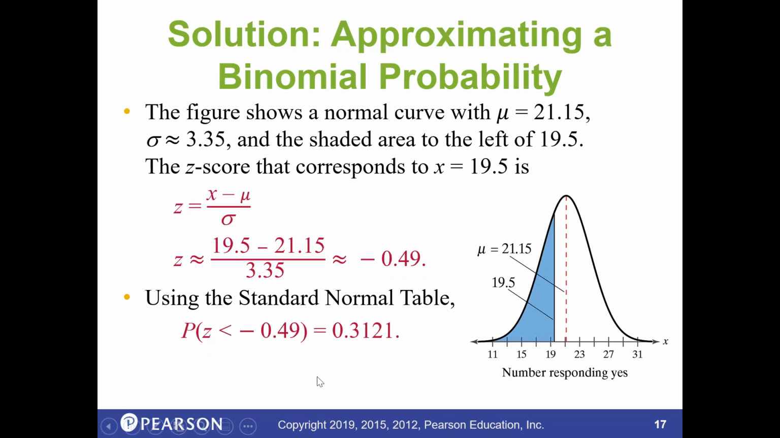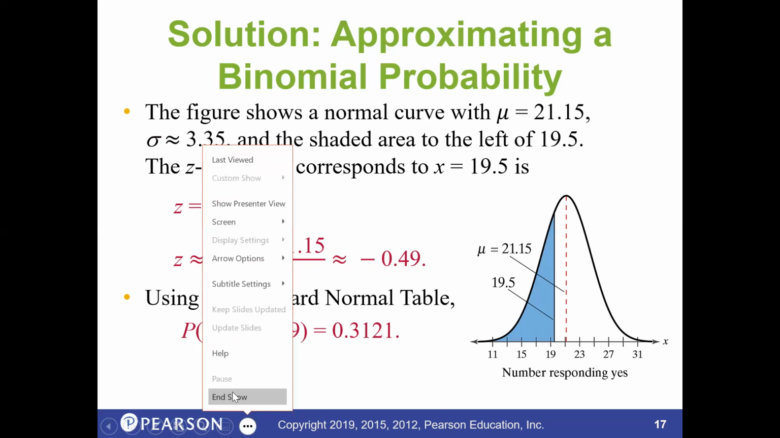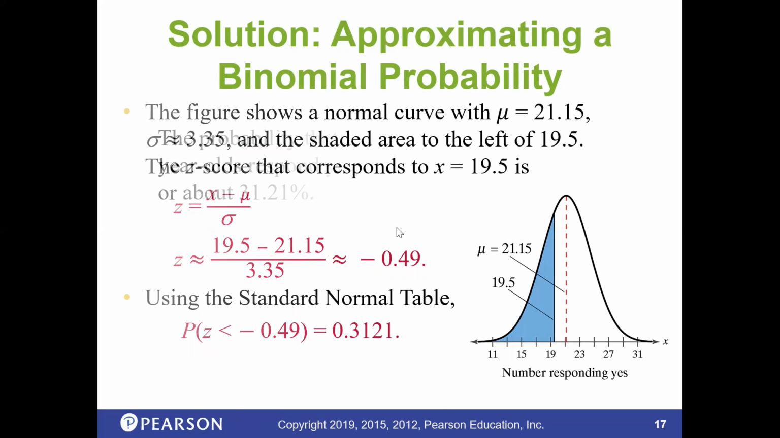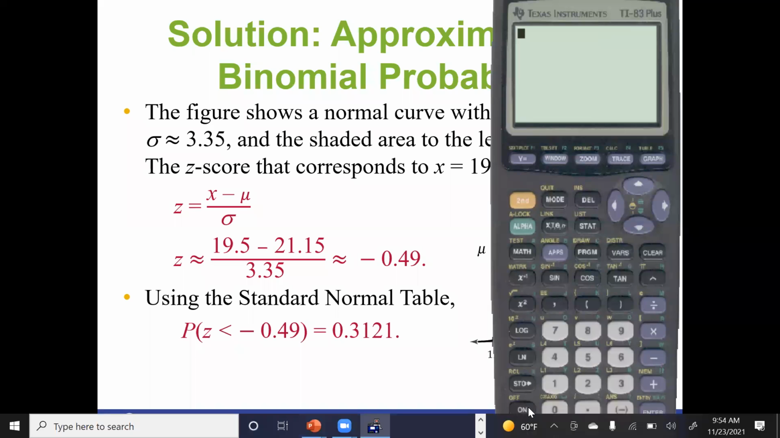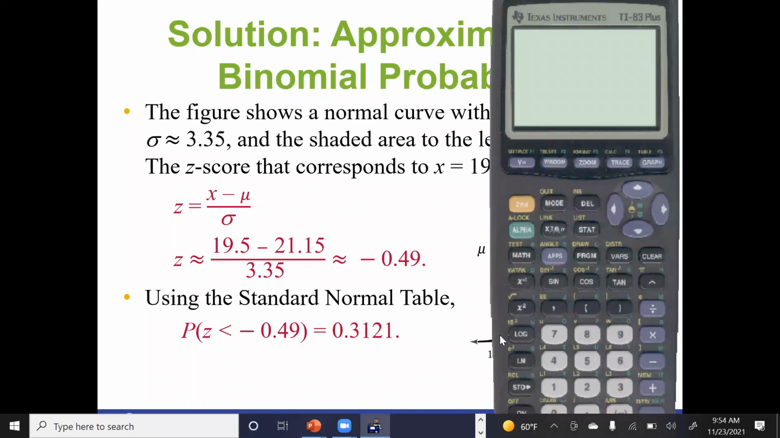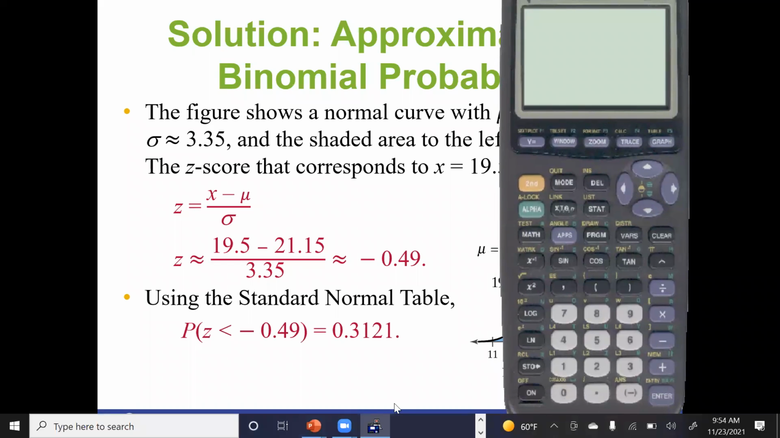All right, let me bring up my calculator real quickly here. So how do we do this by calculator? We get 0.3121 by the table, and we practice how to do that by table. That's fine. Now I want you to do this by calculator. So we're going to go to distribution, second function over here.